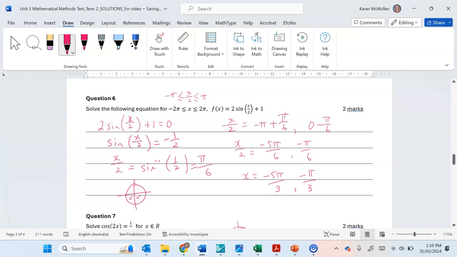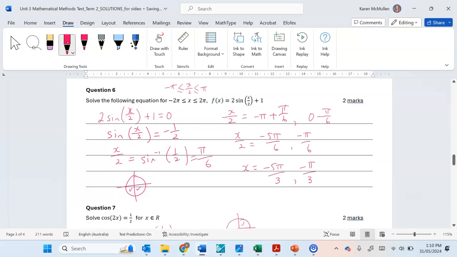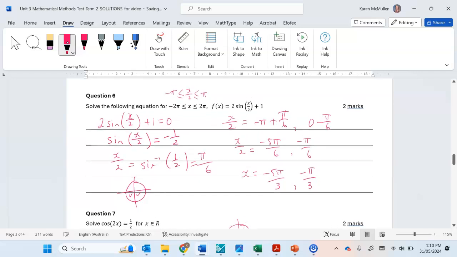All right, question number 6. So here we're solving 2 sine x on 2 plus 1, just letting it equal 0, probably should have had that in the question. So we get inverse sine of a half. This negative just tells us which quadrants we're in. Because sine is negative, we're in the 3rd and the 4th quadrant, but our reference angle is pi on 6. So we're using that reference angle.